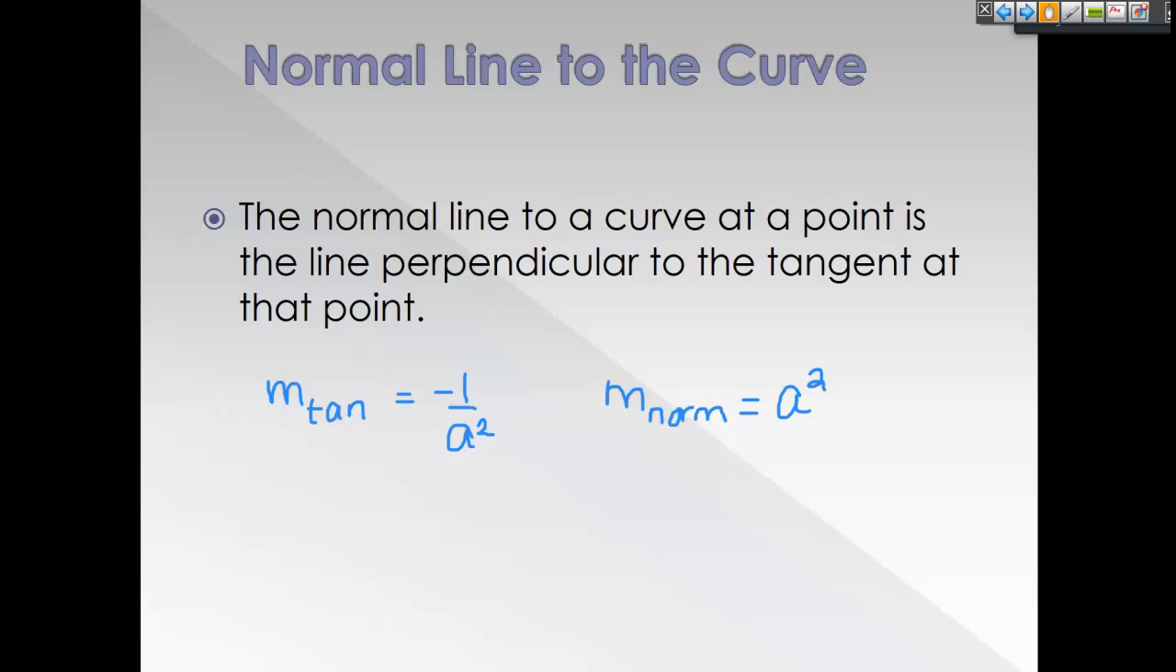So the normal line to a curve at a point is the line perpendicular to the tangent at that point. Perpendicular lines are each other's opposite reciprocals. So if the tangent was -1 over a squared, the normal is a squared. If you use numbers, if the tangent was -1/4, then the normal would be 4. And that should make sense from thinking about parallel and perpendicular lines from all our years of study.